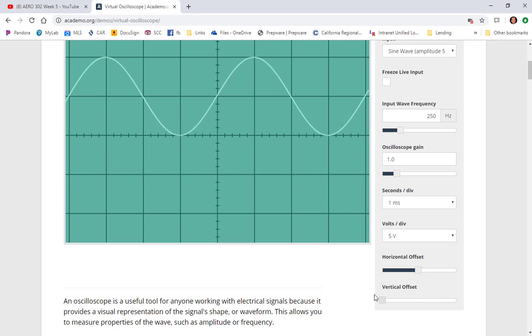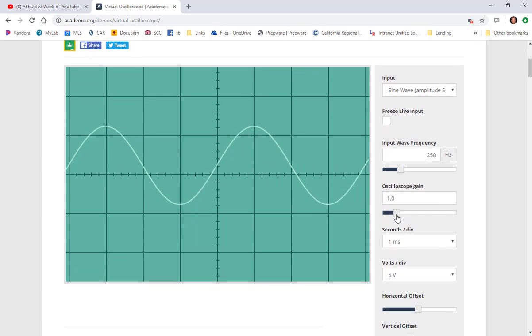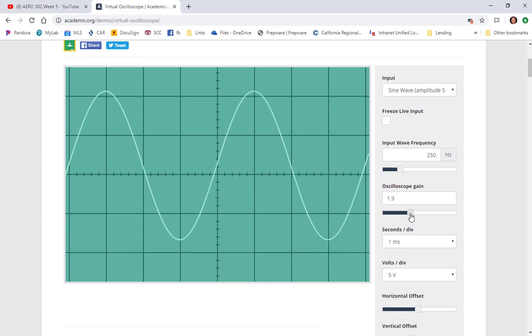I can go up and down. I haven't changed anything. I just get to put it where I want it. So if I want to measure, let me see, can I do this? Yeah, good. I want to measure the voltage. I've got this on voltage.